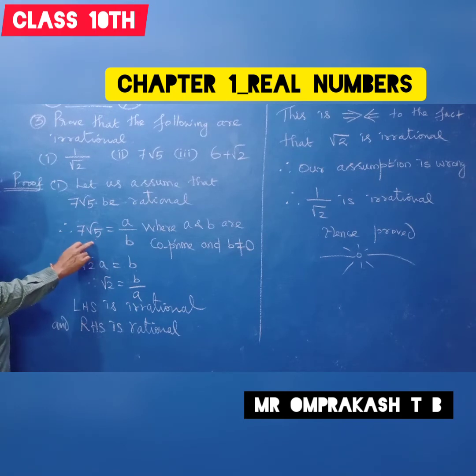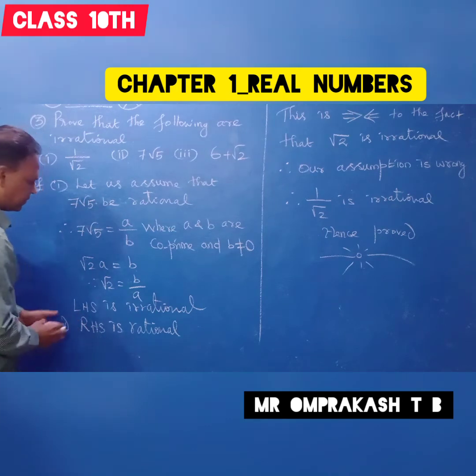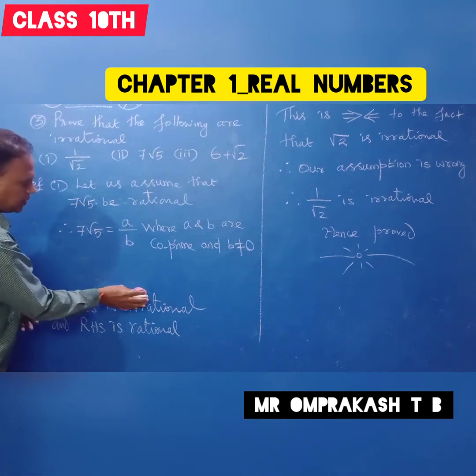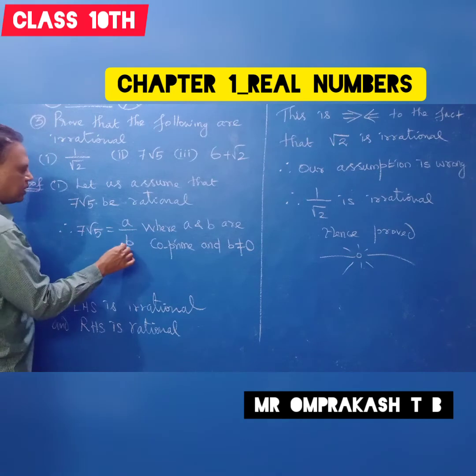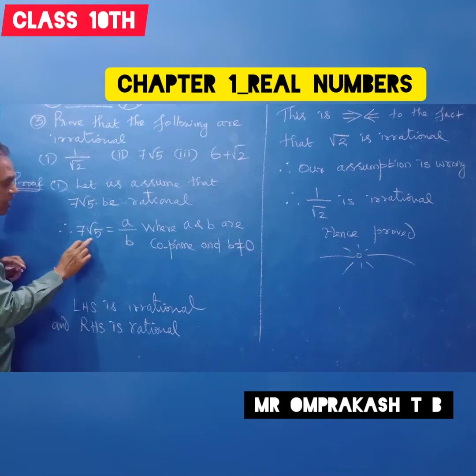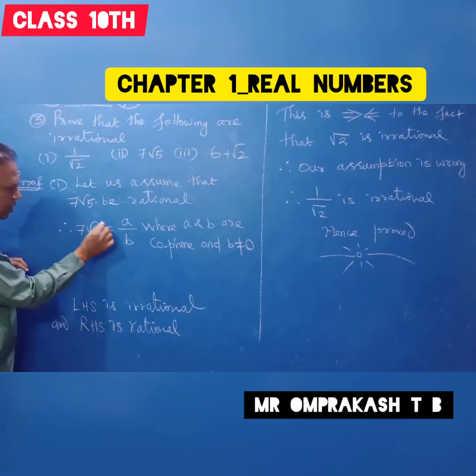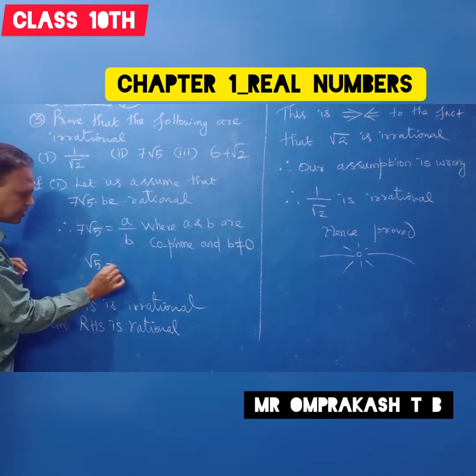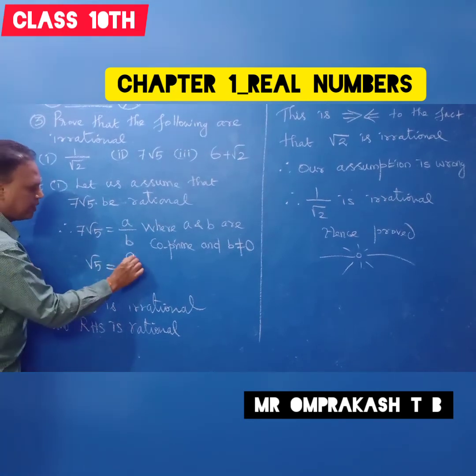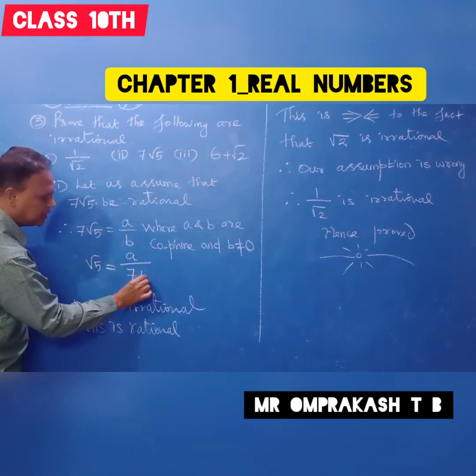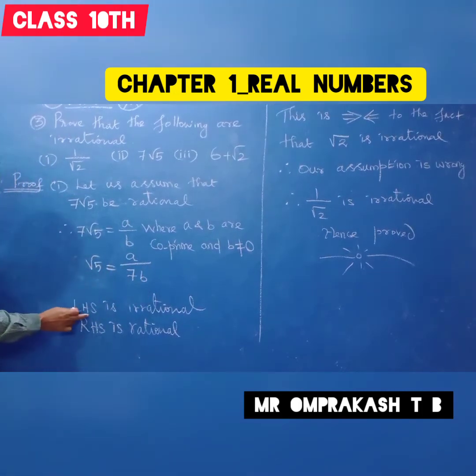You cross multiply, which means 7 root 5 into B. Always keep the irrational number on the left hand side, that is better. Keep root 5 on the left hand side and divide by 7, so root 5 equals A by 7B. Easily you can write. Now you see the left hand side is irrational. Root 5 we already proved irrational. So therefore the left hand side is irrational.